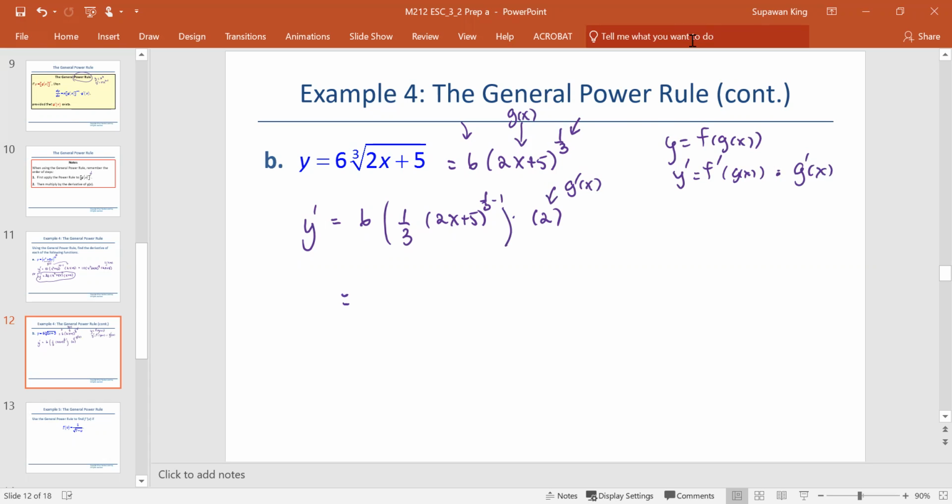And then simplify a little bit more. 6 and 3 reduce to be 2. 2 and 2 becomes 4. The new power of 2x plus 5 is negative 2/3. Now we get the negative power. Just rewrite it with the positive power by taking the reciprocal. So it becomes 4 divided by (2x plus 5) raised to the power 2/3 as the derivative of y.